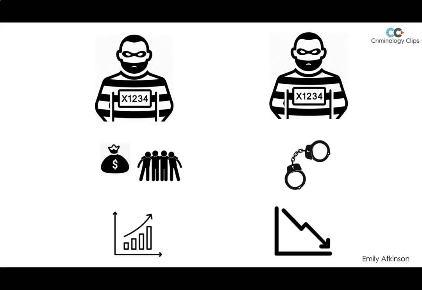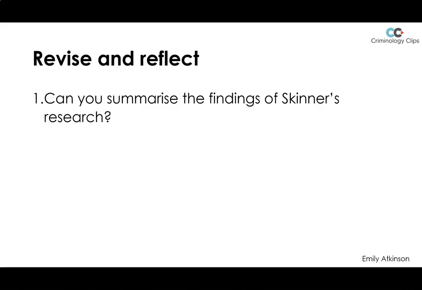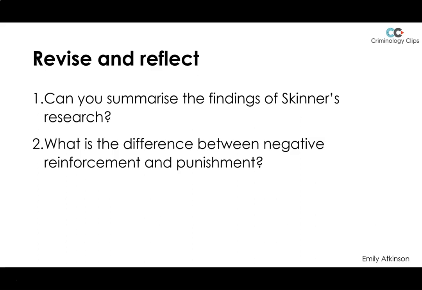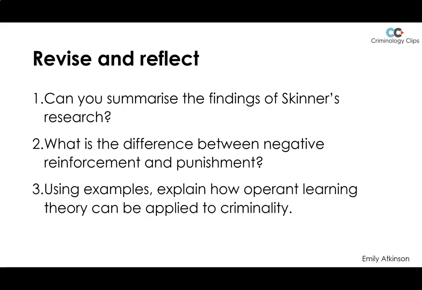So let's see what we can reflect on. Can you summarise the findings of Skinner's research? What's the difference between negative reinforcement and punishment? It's really important we know the difference between these two things. And finally, using examples, explain how operant learning theory can be applied to criminality.